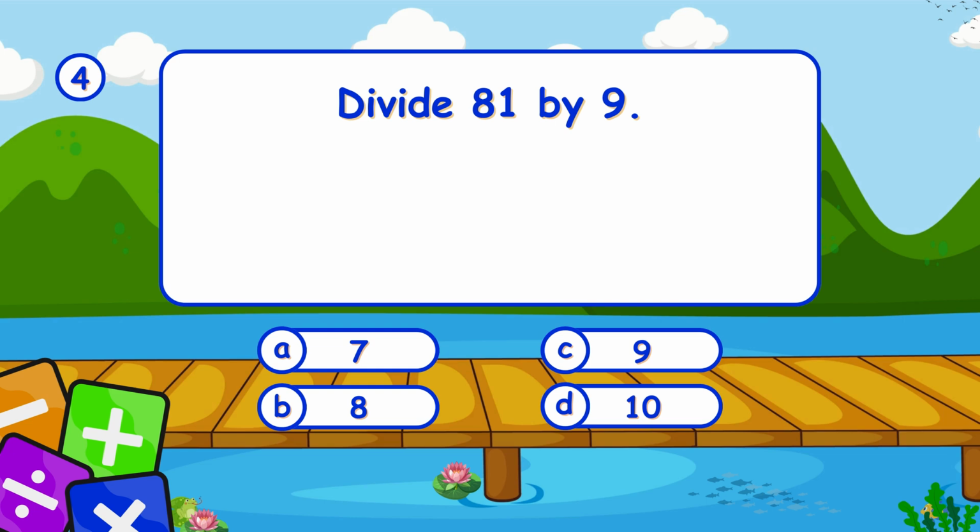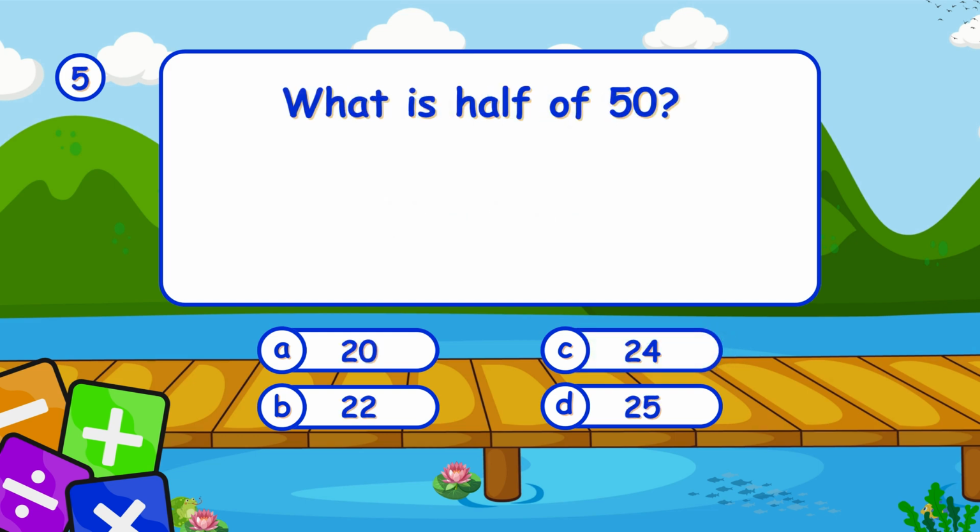Divide 81 by 9. It's C, 9. 81 divided by 9 is 9. What is half of 50? It's D, 25. Half of 50 is 25.